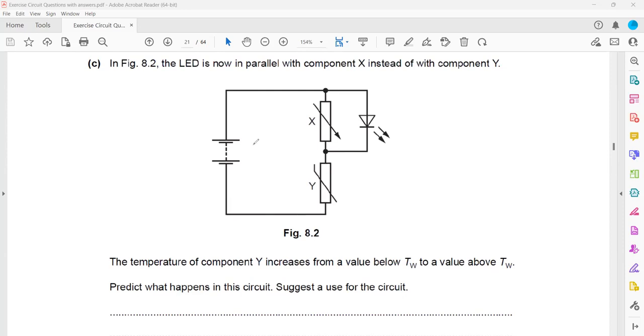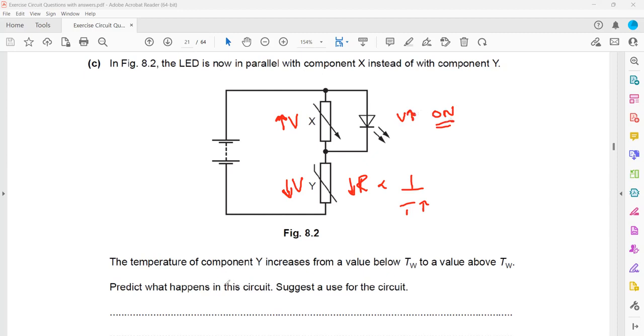As the temperature is increasing, what happens to the resistance of the thermistor? That will decrease. So if the resistance of the thermistor decreases, there will be less voltage across the thermistor. And because it is a series circuit, if one side has less voltage, the other side will have more voltage. So there will be greater voltage across the variable resistor, which is in parallel to the LED. So more voltage across the LED, and the LED will be switched on.